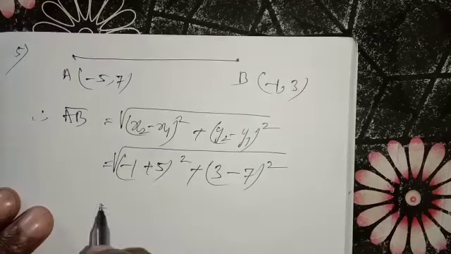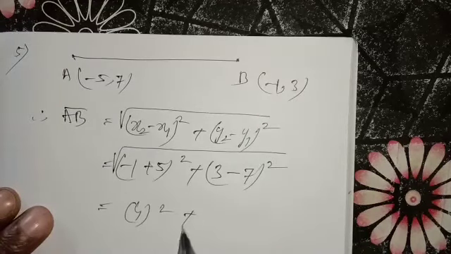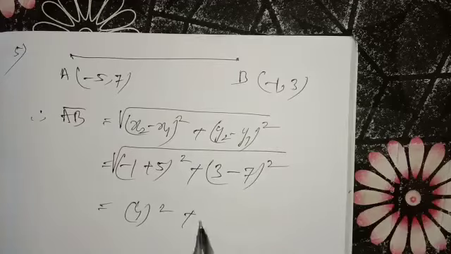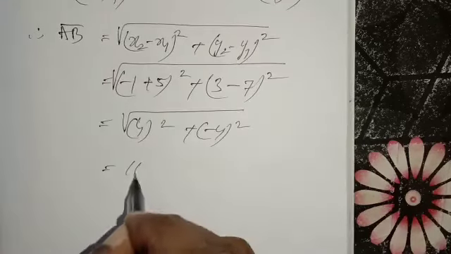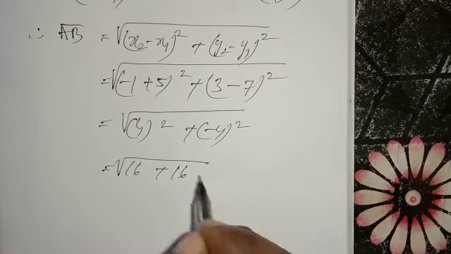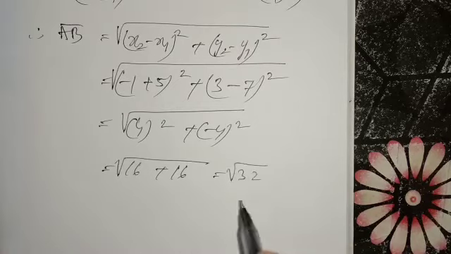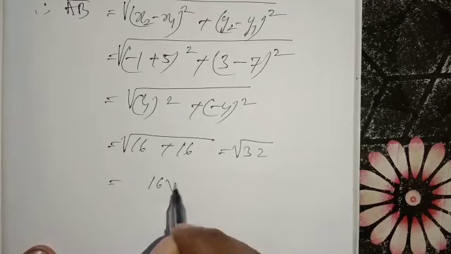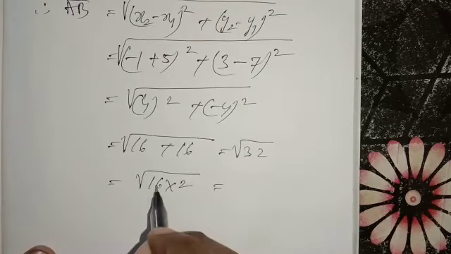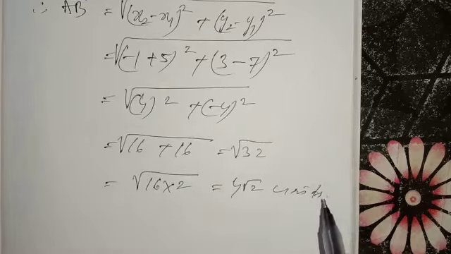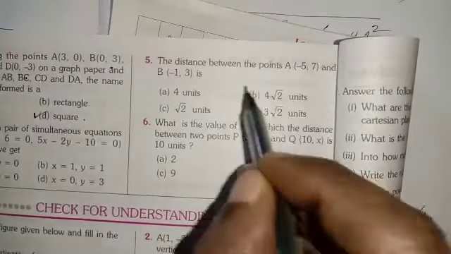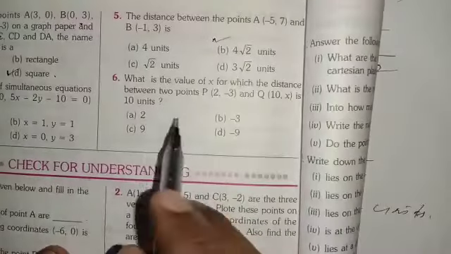3 minus 7 whole square, root over. How much is coming? 5 minus 1, 4. 4 whole square, plus 3 minus 7, minus 4 whole square, root over. 4 whole square equals how much? 16 plus 16, that is 32, root over. 32 means, you know, 16 times 2 is 32. Root of 16 is 4, so 4 root 2 units. So what is the answer? 4 root 2. Just to check, 4 root 2 is option B. Option B is right. Next question, the last question of this MCQ exercise.